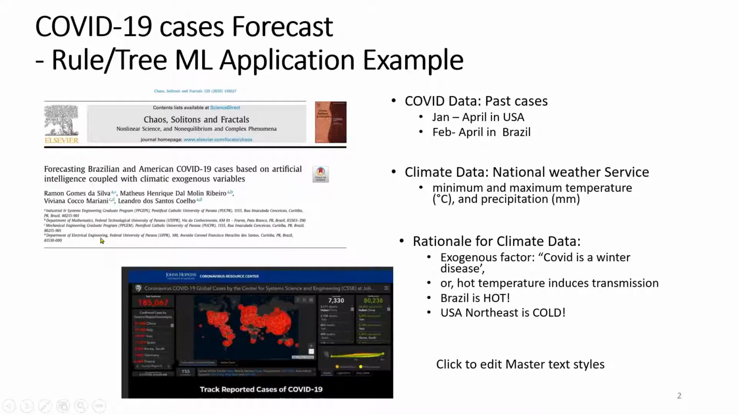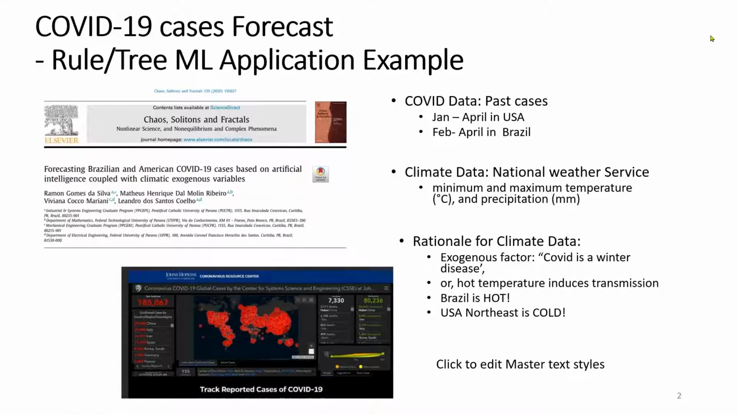This is an article that was published just 2 months ago in one of the distinguished medical journals. It's called Forecasting Brazilian and American COVID-19 Cases Based on AI Coupled with Climate Exogenous Variables. They use two parts. One is the COVID data, which comes from the famous Johns Hopkins dashboard. It's an open source database. They used January to April in USA, and the corresponding time, February to April, in Brazil. So predominantly the past cases are used to predict the future.